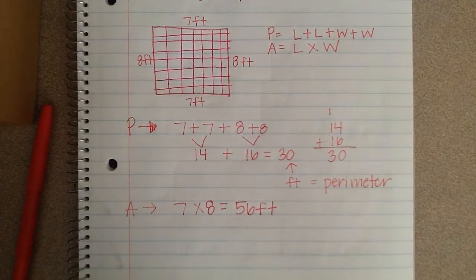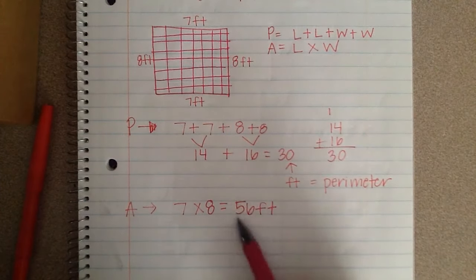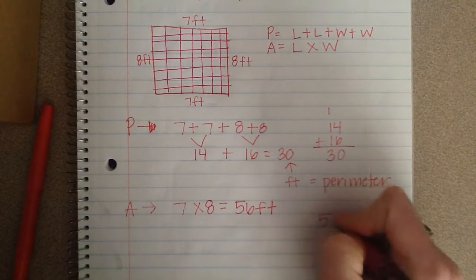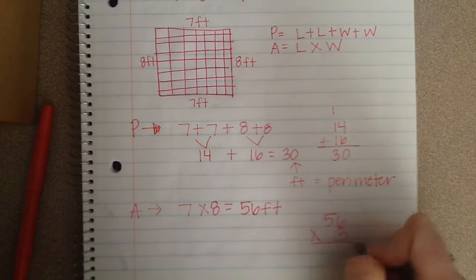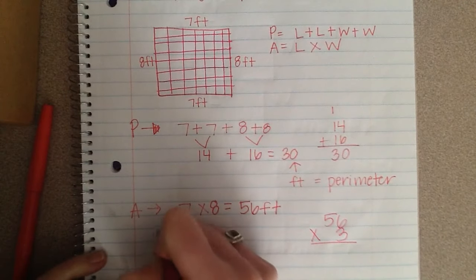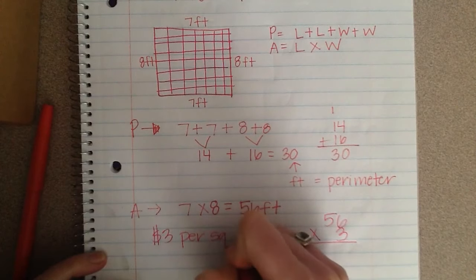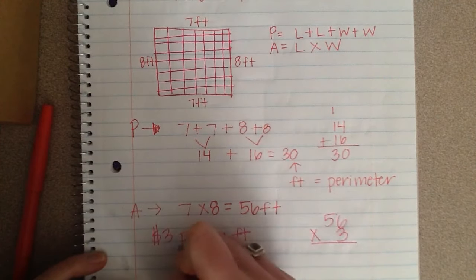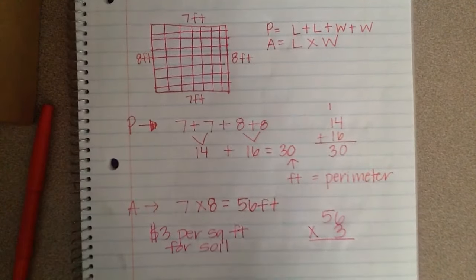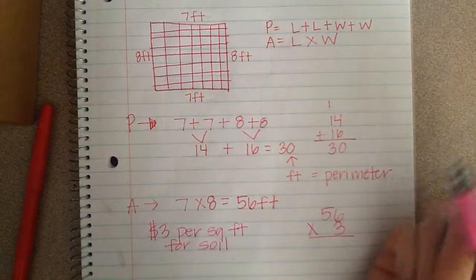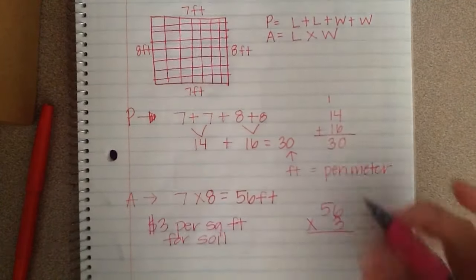So, what number do I use? I am going to use my area, and I'm going to do 56 times 3. I'm going to put here $3 per square foot for soil. So every block is going to cost me $3. So that's why I'm doing 56, because there's 56 blocks times 3.